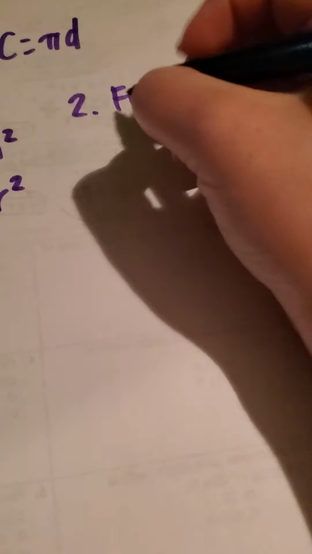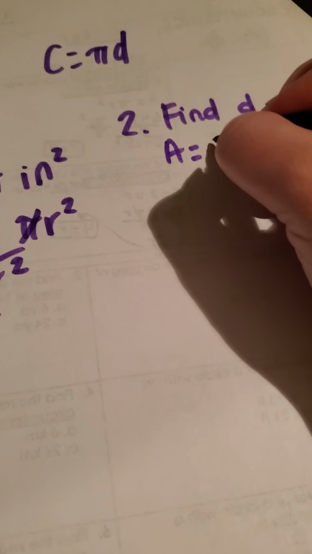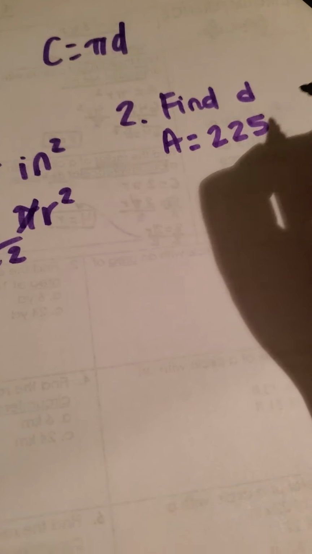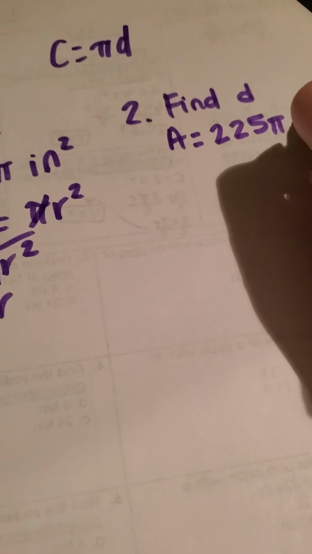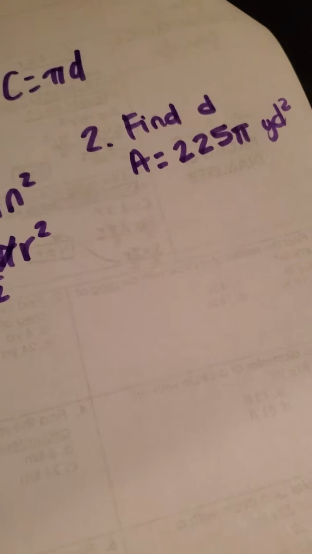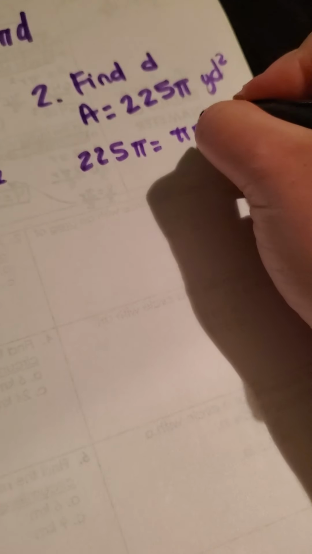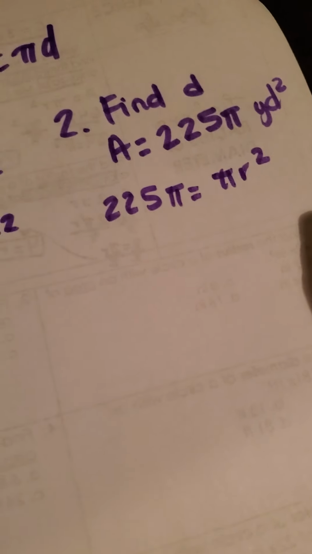All right, the next one we're going to do, let's find the diameter, which is all the way through the circle, through the center. And let's say we know the area is 225 pi, whatever, yards squared or whatever we have. So my area is 225 pi, and I get to put that into my area formula, because that's what it gives me. 225 pi is equal to the formula pi r squared. And then we could divide by pi, but it's going to cancel out anyway, so I'm just going to mark it out. 225 is equal to r squared.